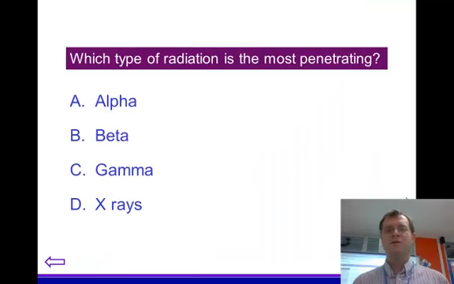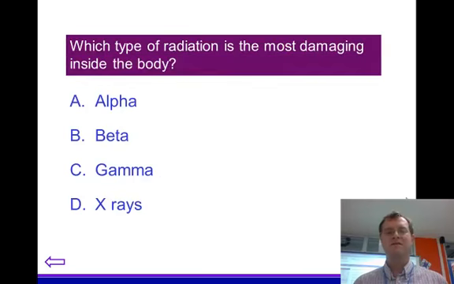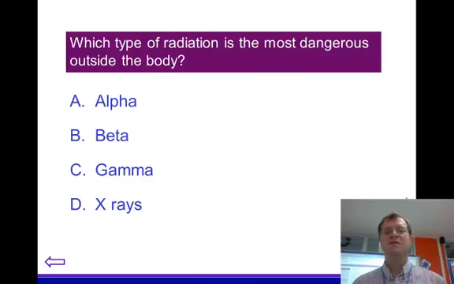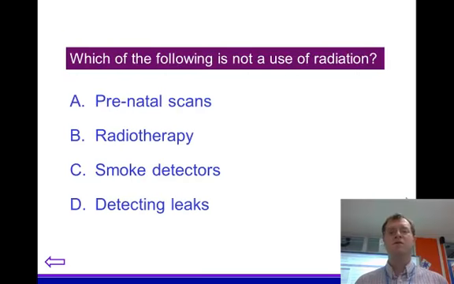Some questions for you. Which type of radiation is the most penetrating? Gamma rays. Which type of radiation is the most dangerous inside the body? Alpha rays. Which type of radiation is the most dangerous outside the body? Gamma rays, because they can penetrate inside of you. Which of the following is not a use of radiation? As it happens, prenatal scans, because we wouldn't want any ionizing radiation having an impact on pre-birth babies. So hopefully that's given you some ideas about the different types of radiation and the different characteristics.